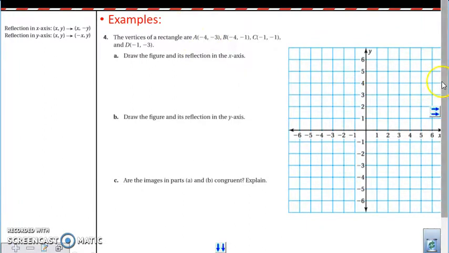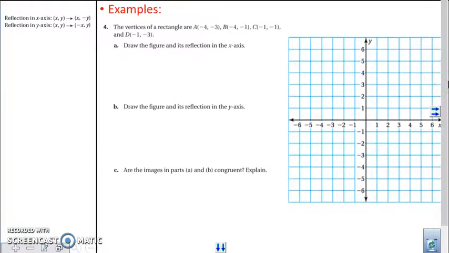The vertices of a rectangle are A is -4, -3. B is -4, -1. C is -1, -1. And D is -1, -3. Draw the figure and its reflection in the x-axis. So let me go ahead and write down our points: A, B, C, D. And I'm going to show you what it looks like in the reflection.